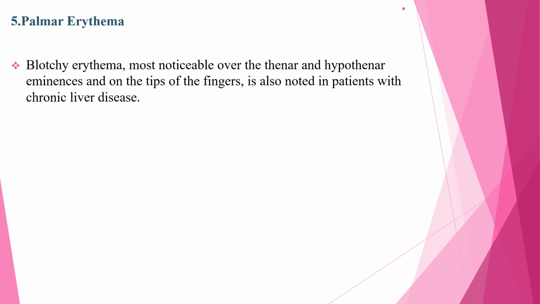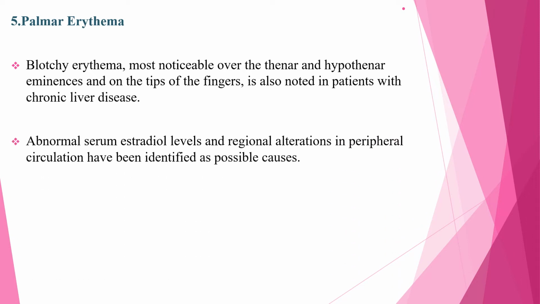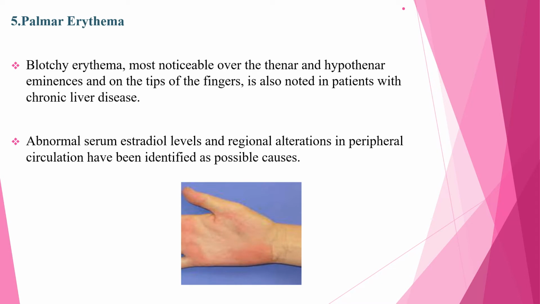The other peripheral stigmata of liver disease is palmar erythema, a blotchy erythema most noticeable over the thenar and hypothenar eminences and on the tips of the fingers, which is also noted in patients with chronic liver disease. Abnormal serum estradiol levels and regional alterations in peripheral circulations have been identified as a possible cause.